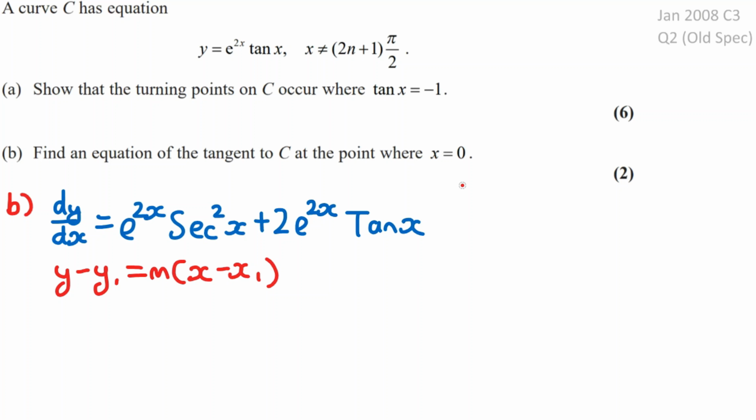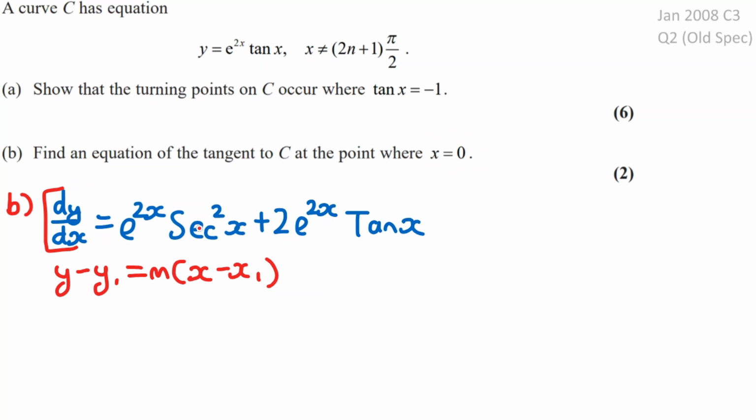And then for part B, we need to find the equation of the tangent at the point where x is equal to 0. So if you recall back to year 1 of chapter 5, the equation of a straight line, in order to find the equation of a straight line, we need two things. We need the gradient and we need a coordinate on the line. Well, we can figure out the gradient because if you think back again to year 1 differentiation on the tangent video, the gradient of the tangent is going to be the gradient at the point at which it intercepts. So it's going to be the gradient where x is equal to 0.